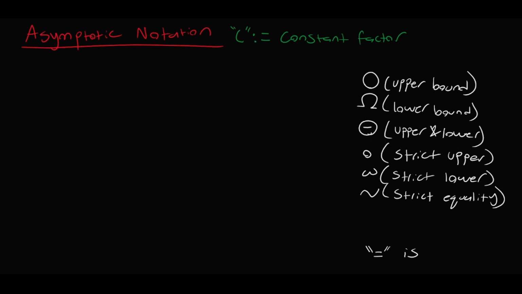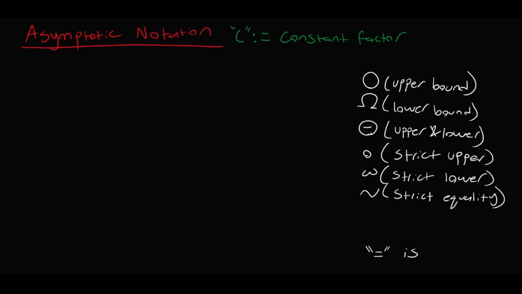Now, to talk about these strict bounds, that little o. So again, big O, omega, theta, little o, little omega. This is big omega, or just omega. And then we have strict equality. This is sort of the loose, the upper and lower bound. This is a strict equality. We're going to be talking about little o.